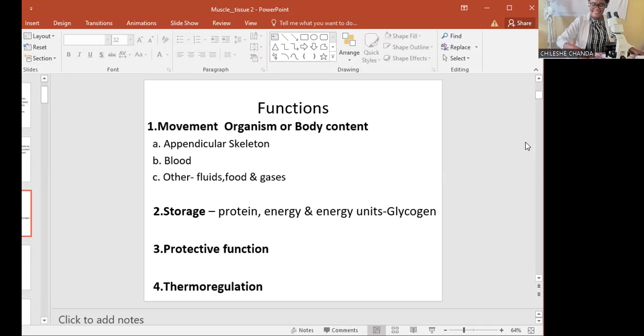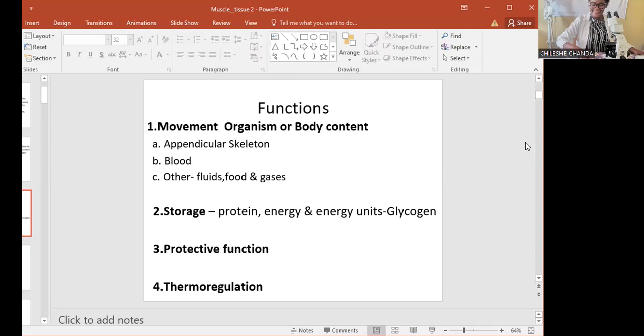Then we have the second function, which is storage. Muscles store things like proteins. It is muscles that store things like energy units. You are going to find energy in muscles, and you're going to find protein in muscles. They help to store all these nutrients.